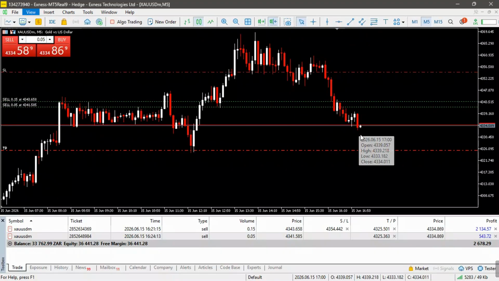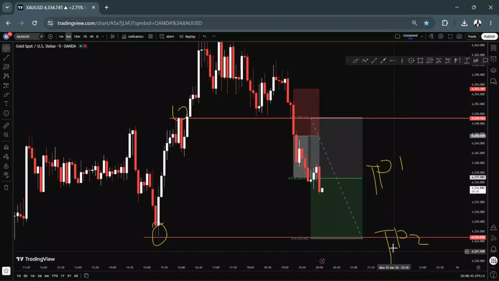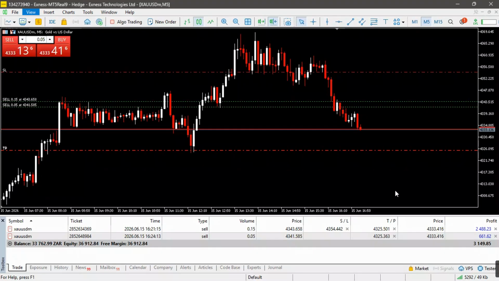All right, traders, we are back again. So the profit is now sitting at 2.7, 2.6. We already hit TP1. As you can see, this is our TP1 and our TP2 is down here. So it's late already. It's 7 o'clock, around 5 past 7. So I'm just going to go ahead and close this one. I'm just going to take profits and we're going to look for other opportunities tomorrow. So okay, we're at 3,000 rands now.